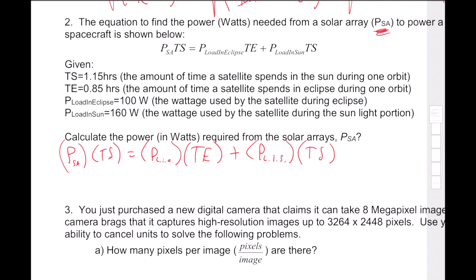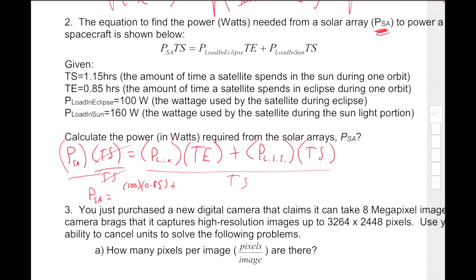What if I just divided both sides by TS? That would cancel out the TS there, and it would give me PSA alone, and I could plug and chug. Well, that's exactly what I'm going to do. So load in eclipse is 100 watts. Time in eclipse is 0.85 hours.